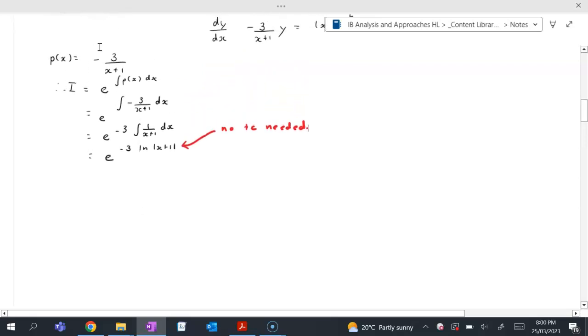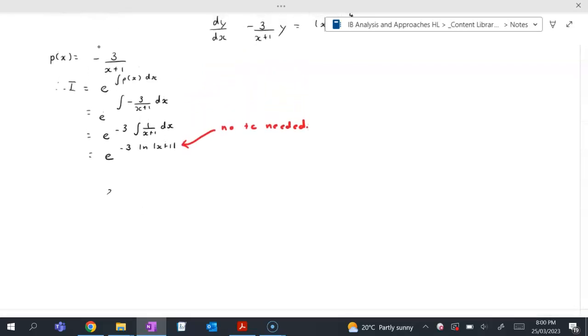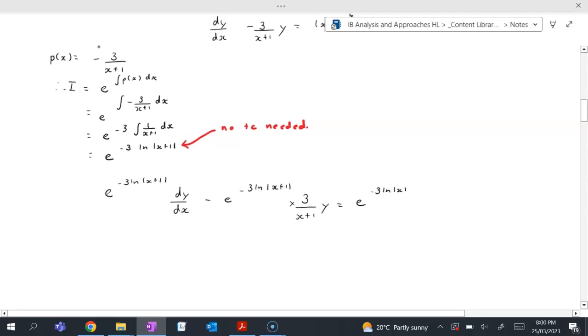So that's my integrating factor, so I'm going to multiply every side of my original differential equation by this. So it's that times dy dx plus, or rather minus, e to the minus 3 ln modulus of x plus 1 times 3 on x plus 1 times y is e to the minus 3 ln modulus of x plus 1 times x plus 1 to the power of 4.